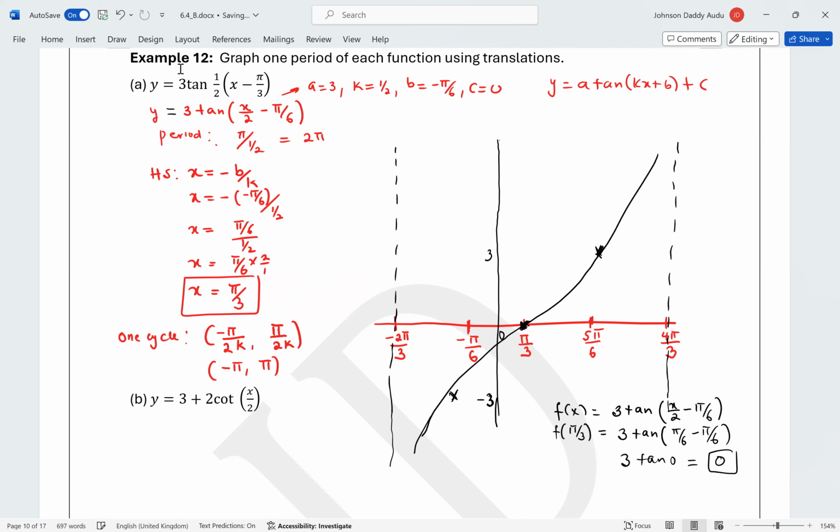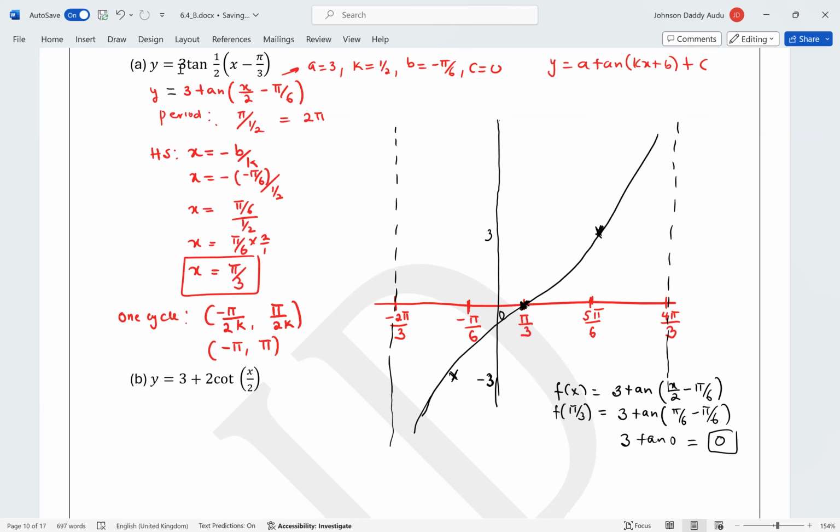Okay, so this is the graph, and we have the vertical asymptotes at pi over 3, 4 pi over 3, and minus 2 pi over 3.